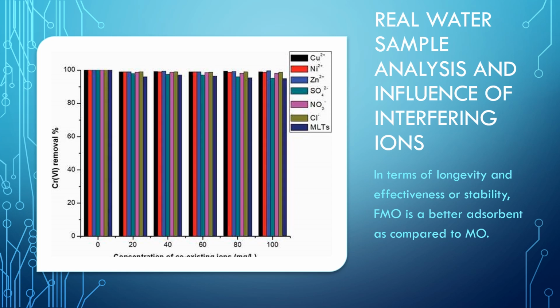Whereas in the presence of SO4 2-, the chromium-6 removal was slightly affected, especially at higher concentrations, at 100 milligrams per liter SO4 2-. Chromium-6 removal percentage decreased from 99% to 95.02%. This could be due to similar inner and outer sphere complexes for both chromium-6 molecules and SO4 2-, which can lead to competition for unoccupied adsorption sites of FMO.